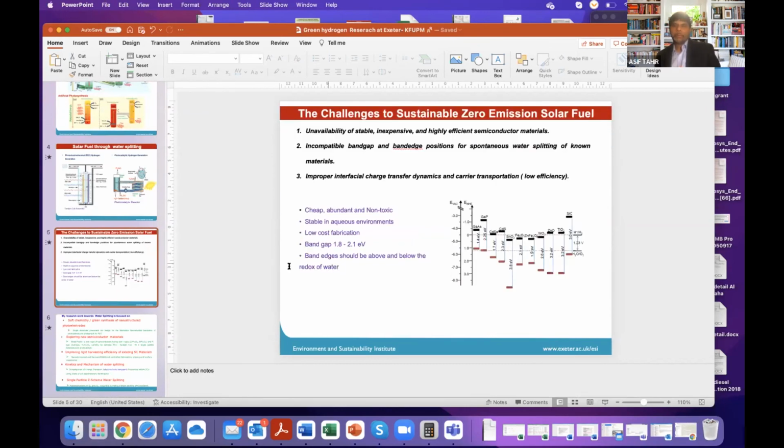So it's not only the band gap. There are three things we need to consider. First is the band gap. If we have a band gap between 1.8 to 2.1, we will be able to harvest most of the solar spectrum, not only the solar spectrum, it's more to the visible light. And that's not the only criteria.